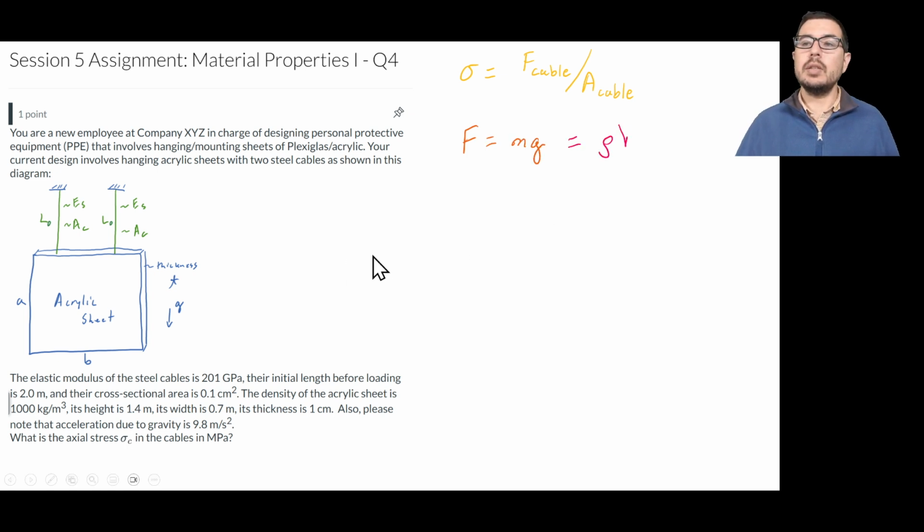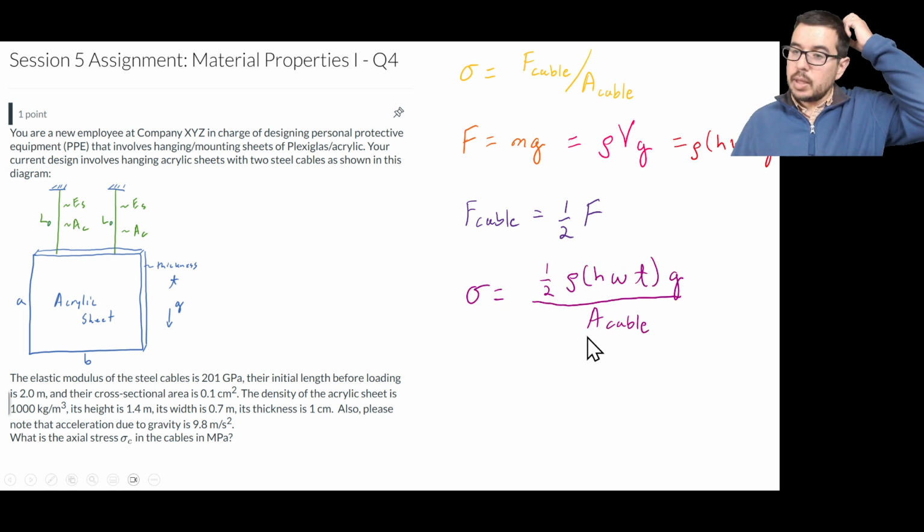In this case, to figure out what the mass is, we have to use the density, which is 1,000 kilograms per meter cubed, and a calculated volume for this object. So it's going to be the height times the width times the thickness, like we see here. Now, notice I said the general force is equal to mass times gravity. The force in a cable in this problem is going to be half of this force, because the force is being distributed evenly between these two cables.